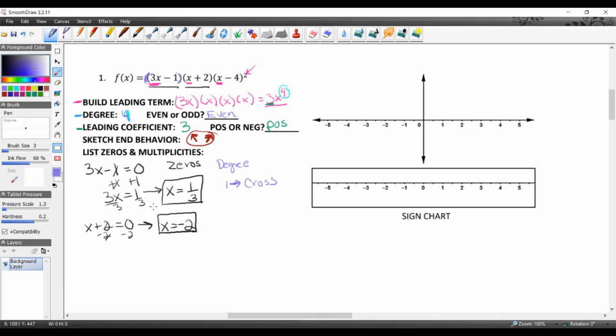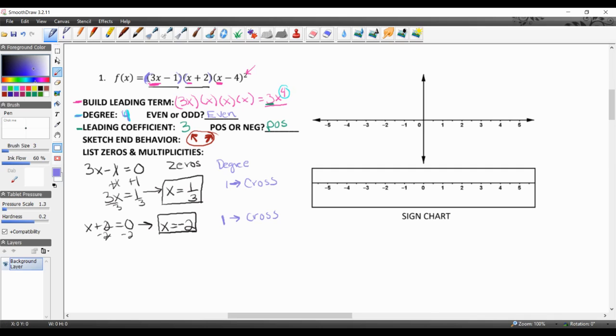And there's another one of our zeros. Okay, the degree for this one, well, there's only one parentheses that has this x plus 2, so there's only one factor. So the degree for this one is going to be also 1, which means that this one is also going to cross through the x-axis.